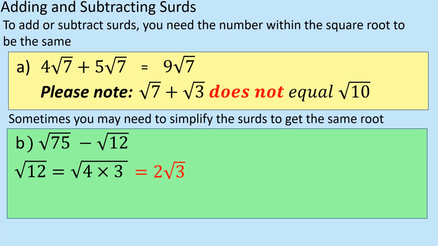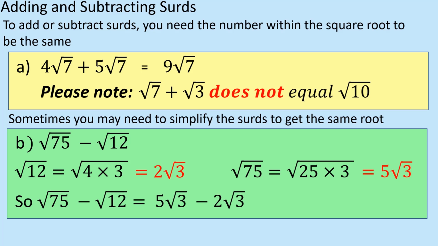So if I know that's going to be the case, then really I'm hoping that I've got something times 3 in here, which is 25 times 3. And of course I've got another square number. So when I take that out, it's going to be 5 root 3. And now I can do the 5 root 3, take away the 2 root 3, which is going to give me 3 root 3 as my final solution.